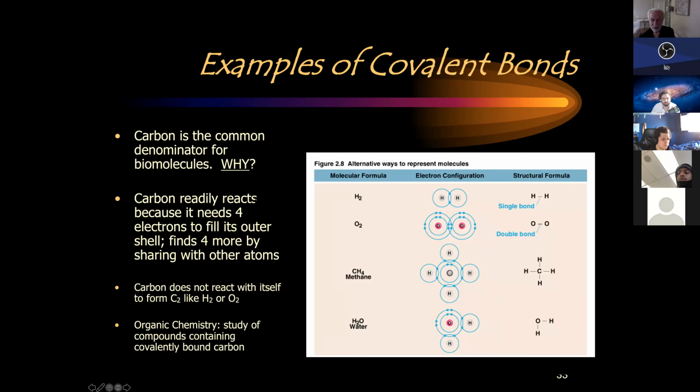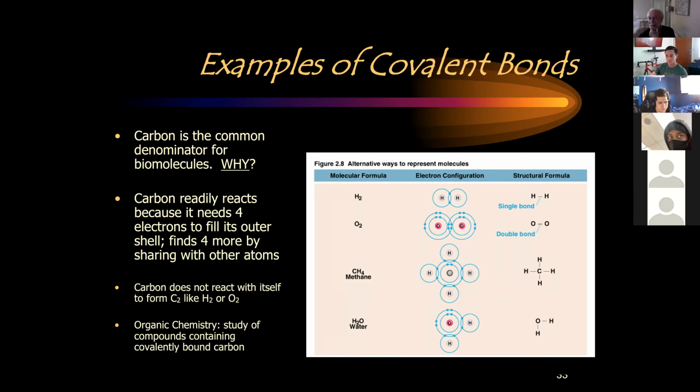Examples of covalent bonds. Carbon is the most common denominator for biomolecules. Anyone know why? Give me your name first if you have an idea why. Brian Yee, is it because it can bond with a bunch of atoms? It can have 4 different bonds. Yeah, that's true. It has the capacity to bond with a lot of other kinds of atoms, but why?